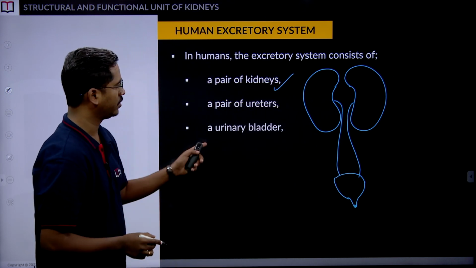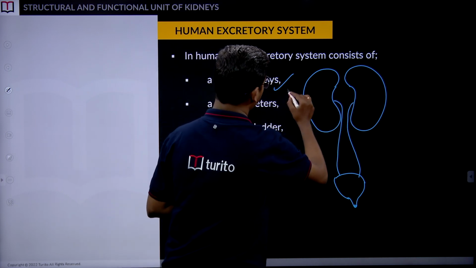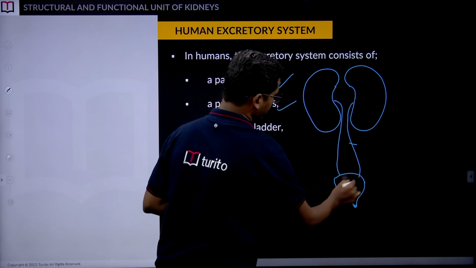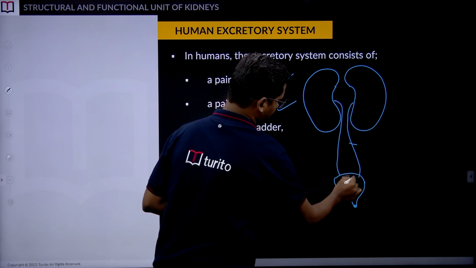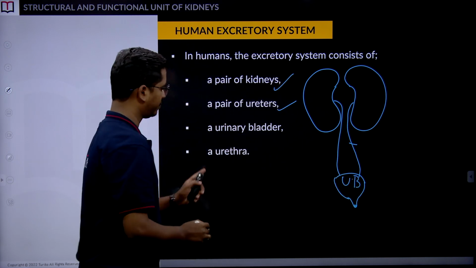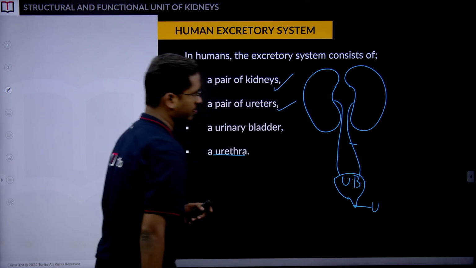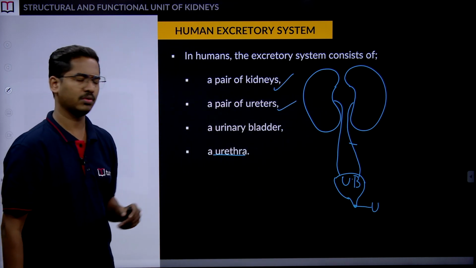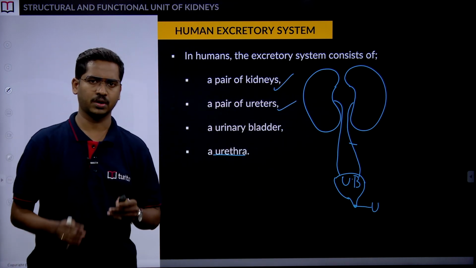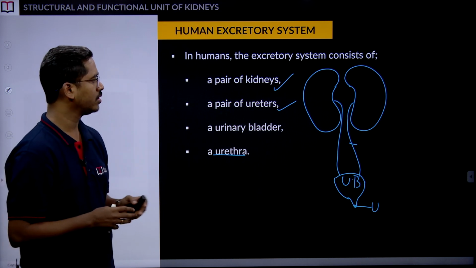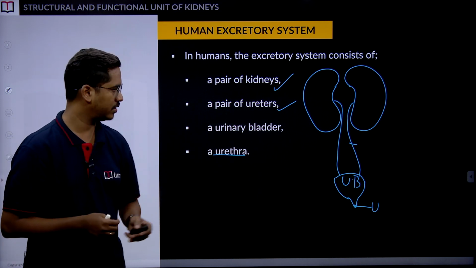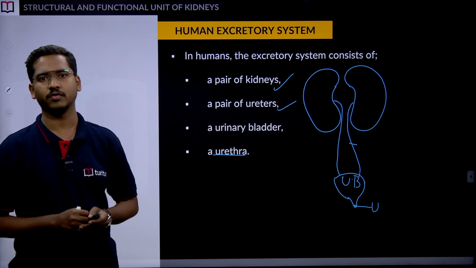Okay, and a urinary bladder. So, we looked at kidneys and we looked at ureters and the urinary bladder, followed by a urethra. So, this is what urethra is. This is a layman structure, like how we can draw in simple terms. That is how the kidney would look like in the human excretory system, for our understanding.